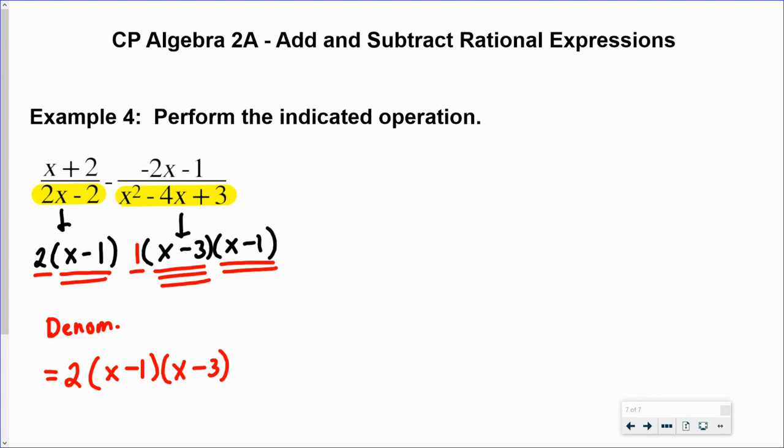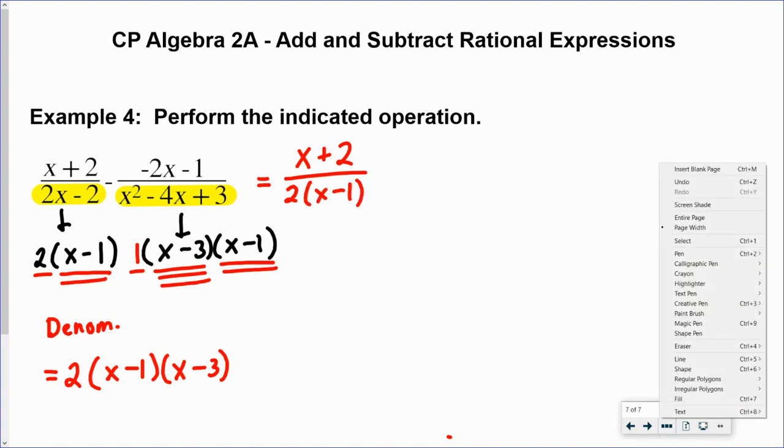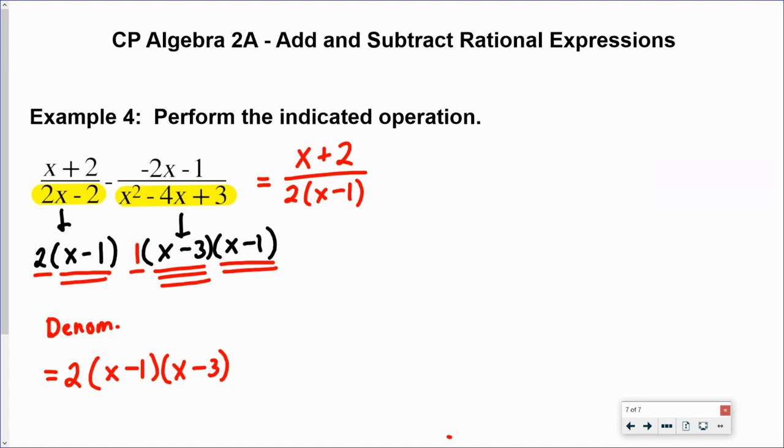So I'm going to go back up here and look at that first fraction. So x plus 2 over, I'm going to write 2x minus 2 in its factored form, so 2 times x minus 1. I'm going to grab a different colored pen real quick. The denominator has a 2, which our common denominator has as well. It has an x minus 1, which our common denominator has. And what we're missing is that x minus 3. So we're going to have to multiply the numerator and denominator by x minus 3. All right, and we're in business there.